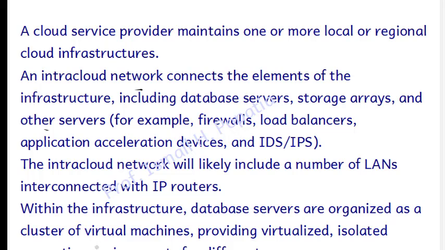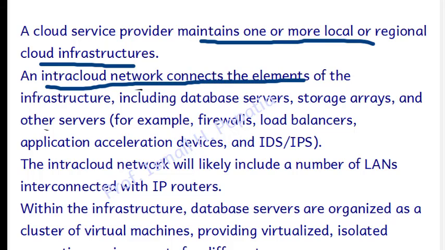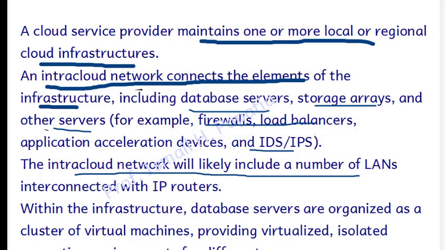The cloud service provider maintains one or more logical or regional cloud infrastructures, as we saw. An intra cloud network connects the elements of the infrastructure. So within an infrastructure, whatever cloud elements there are, they are connected through the intra cloud. The resources inside the cloud may be database servers, storage arrays, and other servers providing services like firewalls, load balancers, IDS, IPS, etc. Intra cloud includes a number of LANs interconnected with IP routers.